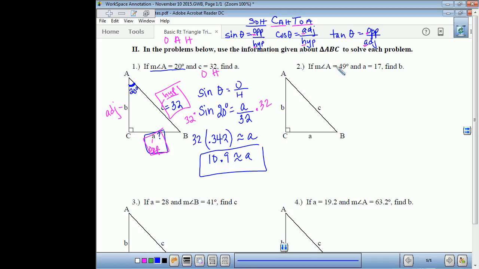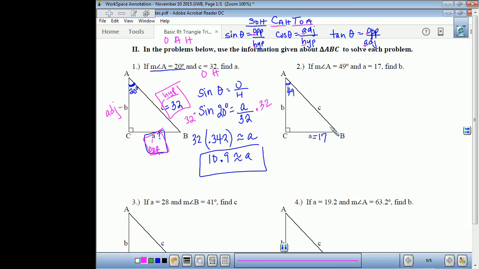The measure of angle A is 49 degrees. So once again, we're looking at angle A. You don't always have to look at angle A. If you look at number 3, it's from angle B. But this one is once again from angle A. They give us A this time, so side A is 17, and they want side B.